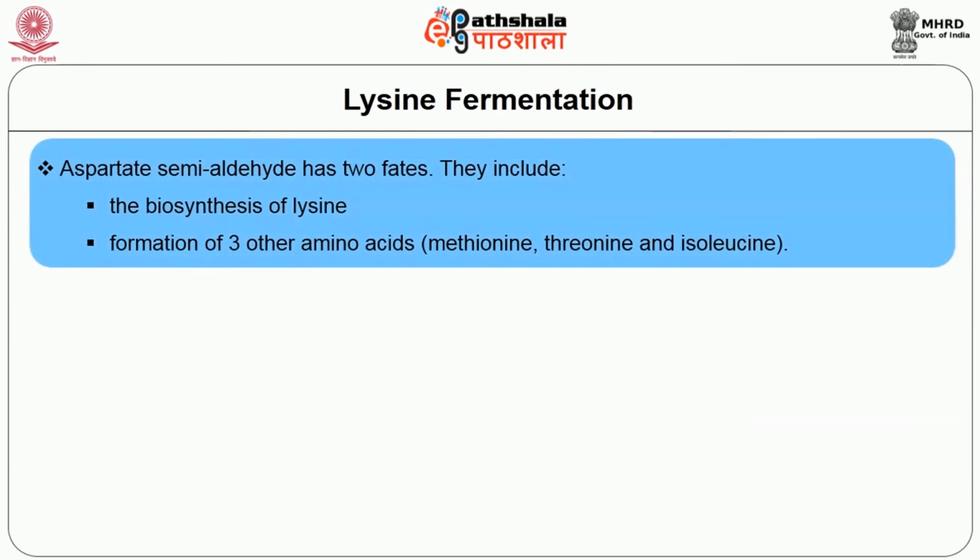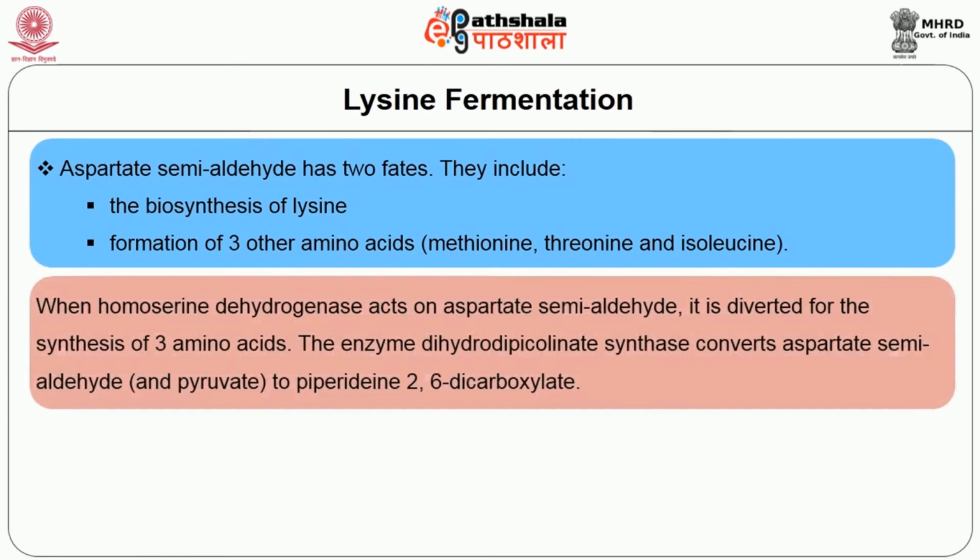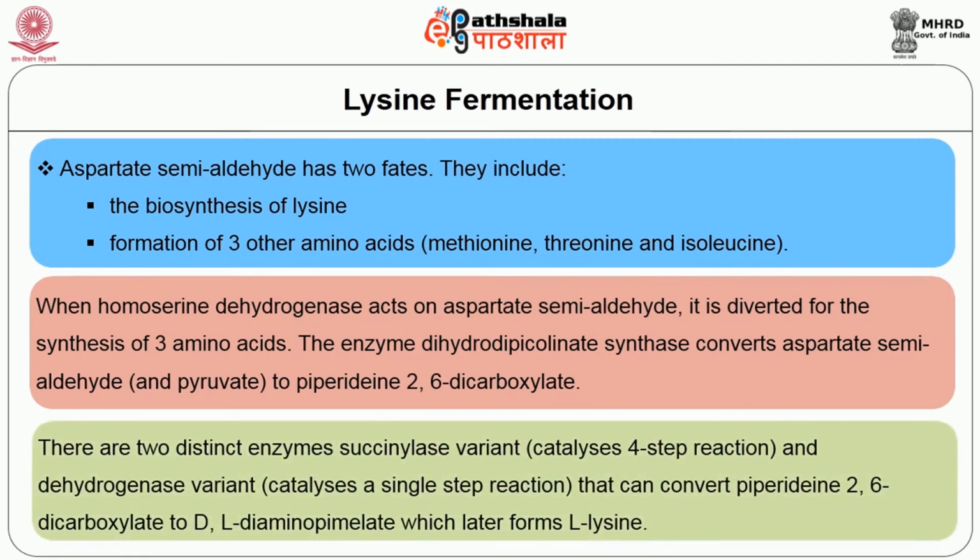Aspartate semialdehyde has two fates: the biosynthesis of lysine and the formation of 3 other amino acids, namely methionine, threonine and isoleucine. When homoserine dehydrogenase acts on aspartate semialdehyde, it is diverted for the synthesis of 3 amino acids. The enzyme dihydrodipicolinate synthase converts aspartate semialdehyde to piperidine 2,6-dicarboxylate. There are 2 distinct enzymes, succinylase variant and dehydrogenase variant, that can convert piperidine 2,6-dicarboxylate to DL-diaminopimelate, which later forms L-lysine.